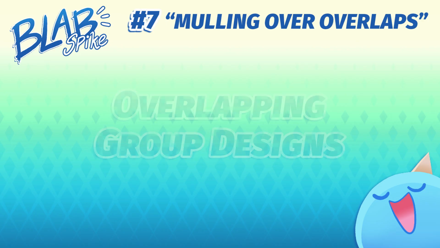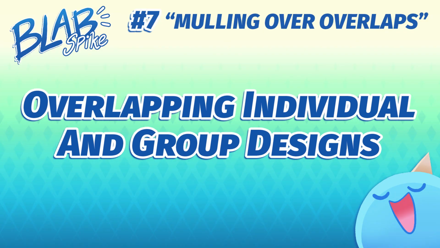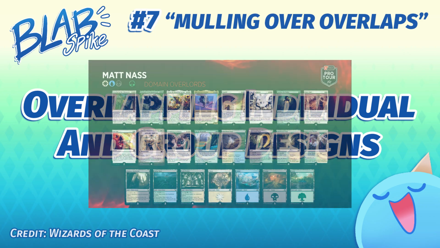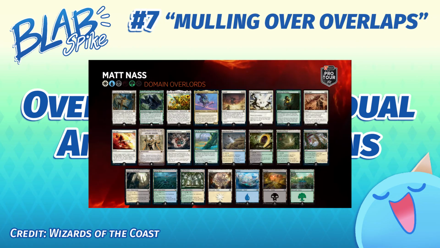Overlapping individual designs and group designs often manifest as the individual design being an honorary member of the group. In fact, many times the individual design might eventually be fully adopted into the group by the audience or designers. The evolution of the domain deck in Magic the Gathering standard format from the last few years is probably the best example of this.